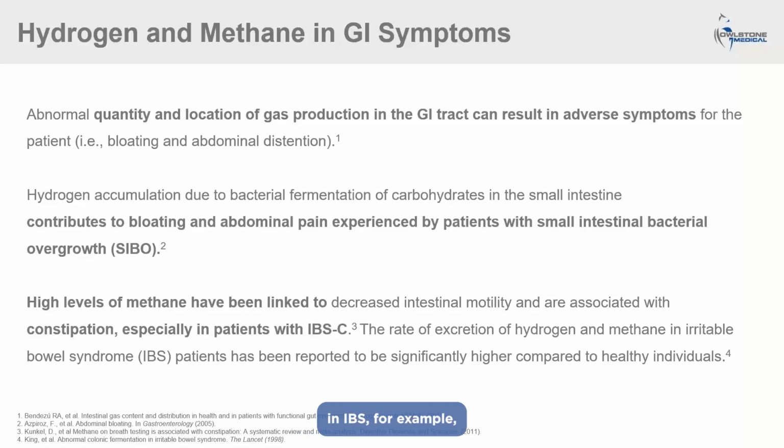In IBS, for example, which is a disease characterized by abdominal pain, bloating, and changes in bowel habits, hydrogen and methane levels are frequently altered. High levels of methane have been frequently associated in research with decreased intestinal motility and with constipation, especially in patients with IBS type C. Hydrogen accumulation due to bacterial fermentation of carbohydrates in the small intestine also contributes to bloating and abdominal pain, and this is experienced in patients suffering from SIBO.